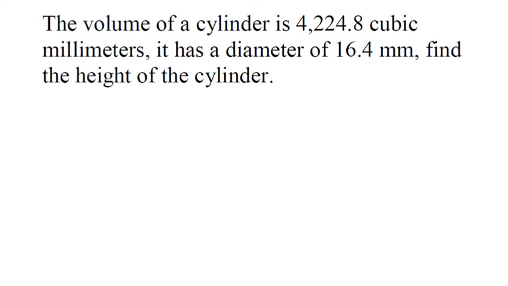Volume of a cylinder, 4,224.8 cubic millimeters, has a diameter of 16.4 millimeters. Find the height of the cylinder. Okay. So again, while I did the division in 2 steps, I'm going to show it in 1 step in this case. But let's look at the volume of a cylinder. The volume equals pi times the radius to the power of 2 times the height.